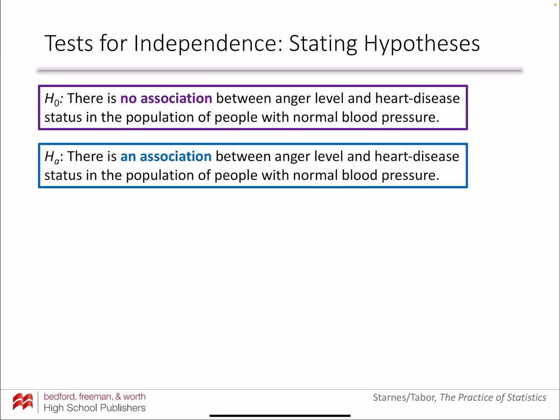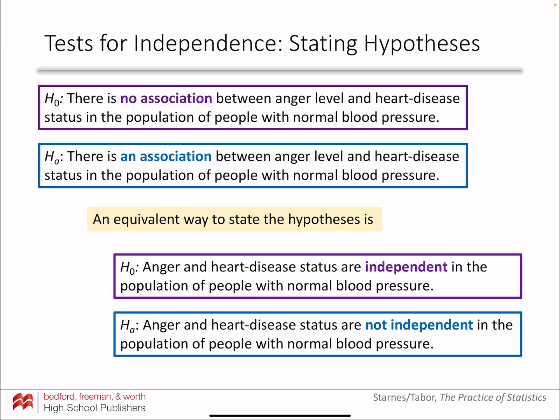All right, so H0 and HA. Now we're trying to prove that there's an association between anger level and heart disease status in the population, again, it's about the population, not just the sample. So H0 is that there's no association. HA is that there is an association. Again, this is in words, in context, no symbols, no numbers. Another way of saying this is that if there was not an association, those two variables would be independent. If there was an association, those two variables would not be independent. So kind of like two ways of saying the same thing. So now we're really talking about independence.